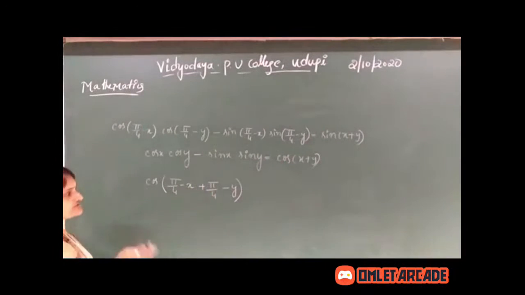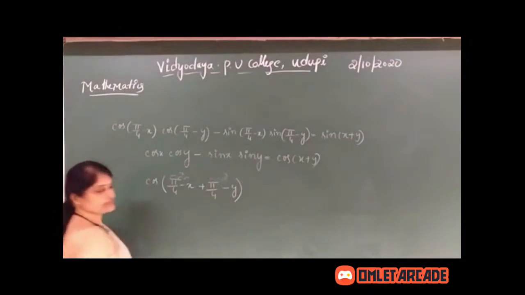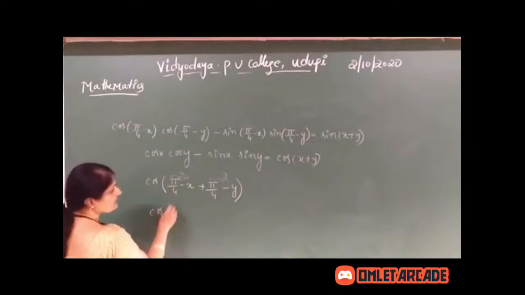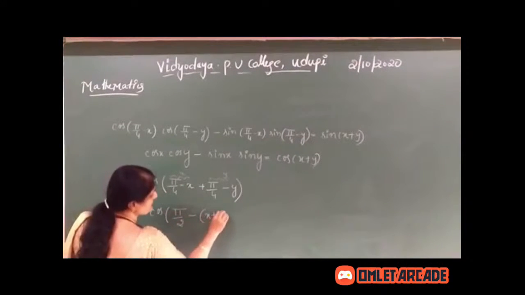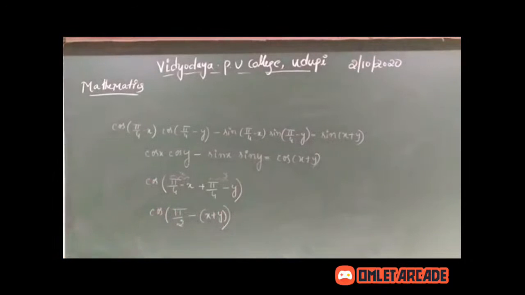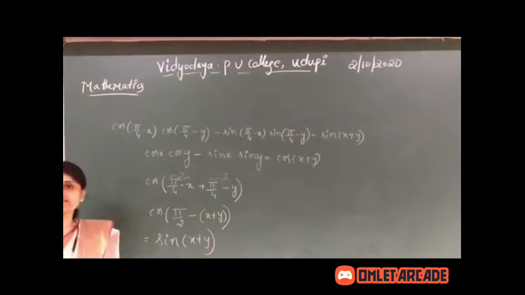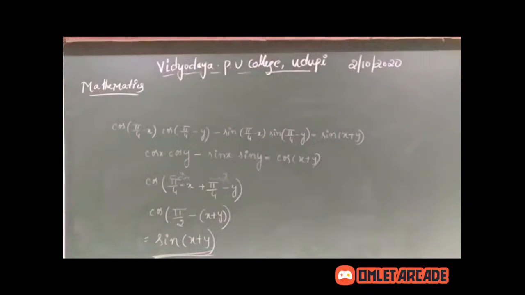Is that clear? Now cos of x plus y, this is x and this is y. Now add these two. It is cos of pi by 4 plus pi by 4, which is pi by 2, minus, we'll write it as x plus y. Clear? Now 90 minus theta is sin theta, where theta is x plus y. 90 minus theta lies in the first quadrant, cos is positive. So this is the answer. Right hand side we need sin of x plus y. So that's what we are going to get if we apply this result. Write down this.